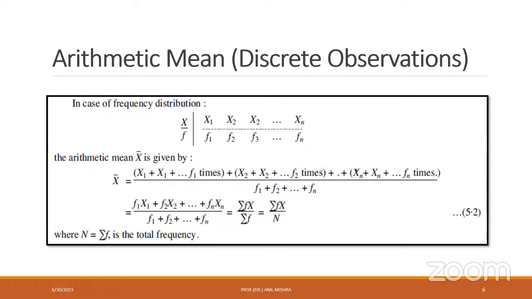So let's say the repetitive observation. Suppose x1 obtain f1 times, x2 obtain f2 times, and so on. This is called the discrete series, right? So how to calculate the value of the mean?